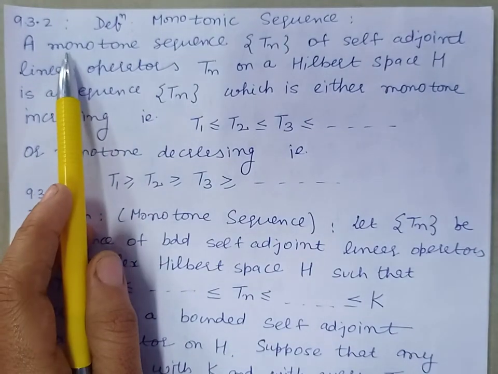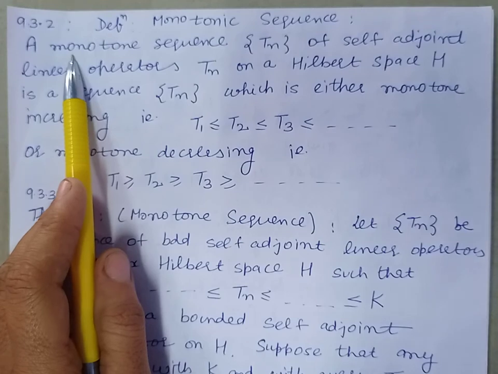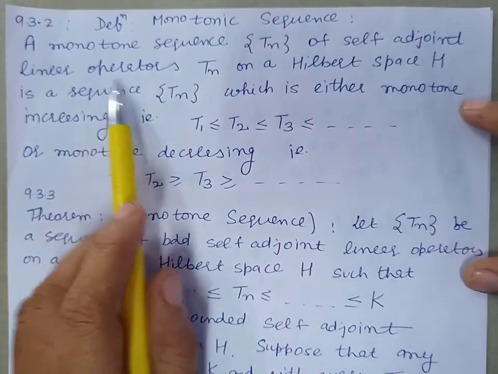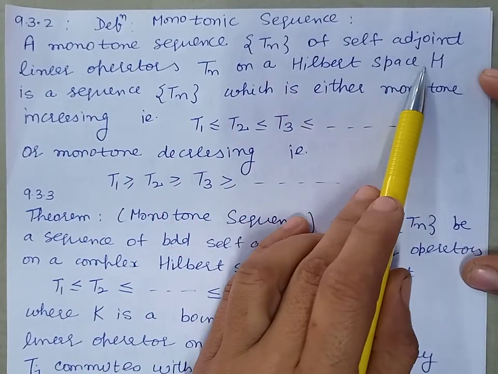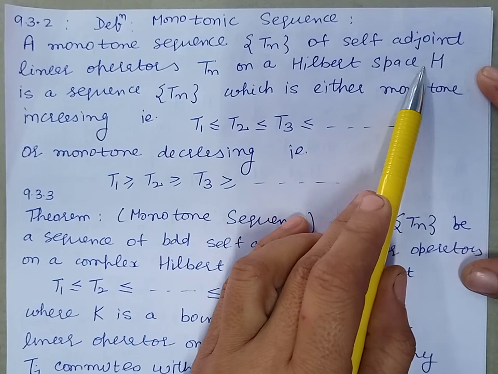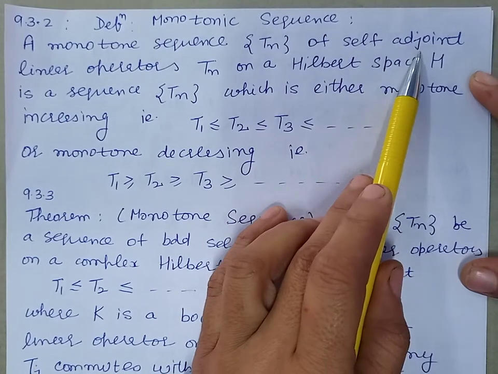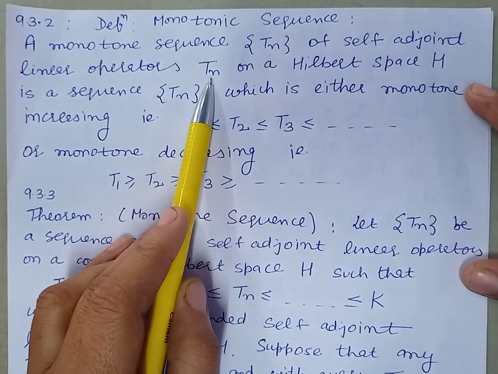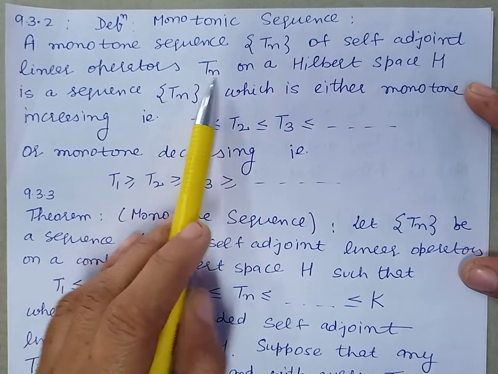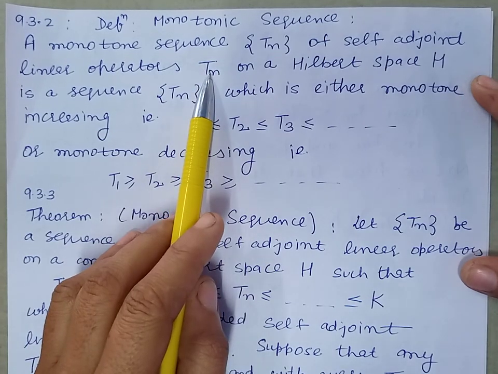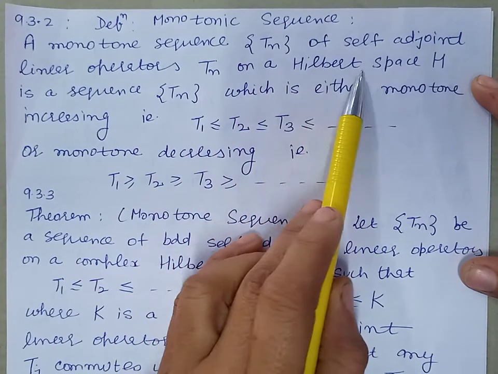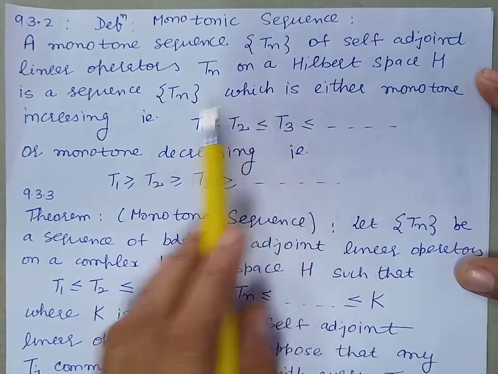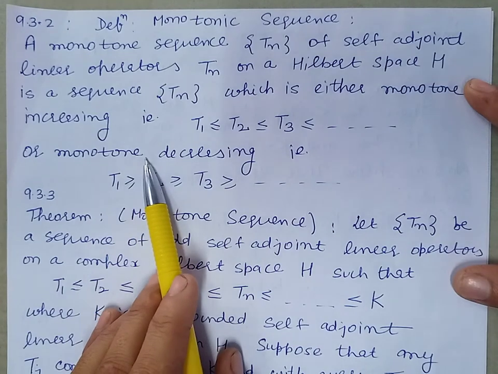First definition: what is a monotonic sequence of self-adjoint linear operators on a Hilbert space? Let us take a Hilbert space H and a sequence of self-adjoint linear operators Tn. Then we say that the sequence Tn of self-adjoint linear operators on the Hilbert space H is a monotonic sequence if it is either increasing or decreasing.